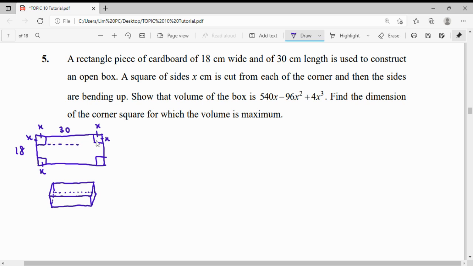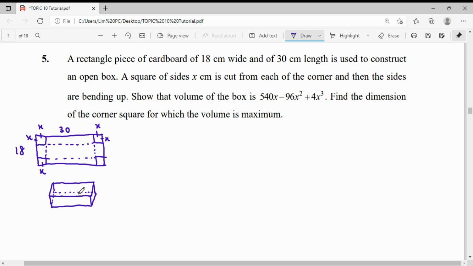So here is the folding part. Here will fold up. Here also will fold up. Here will also fold up. So we can build an open box like this. The first question they ask us is to show that the volume of the box is equal to this expression.